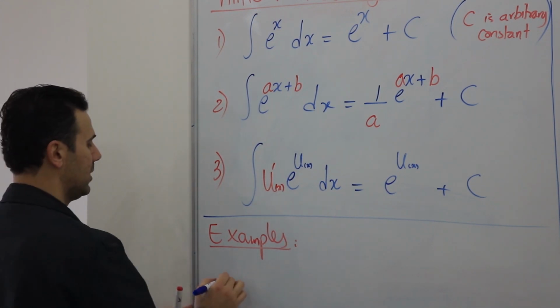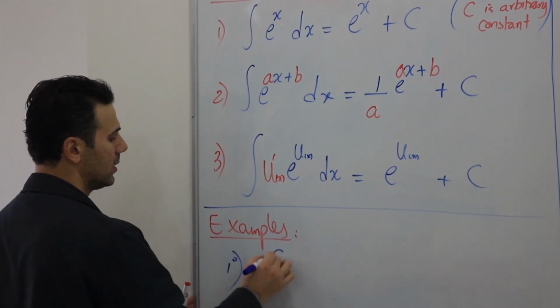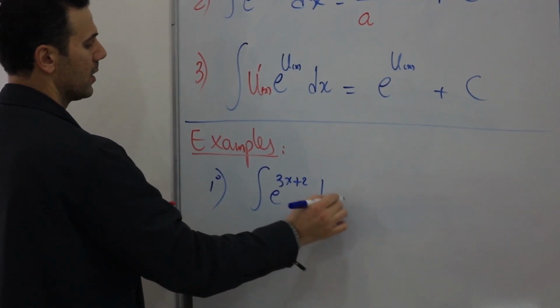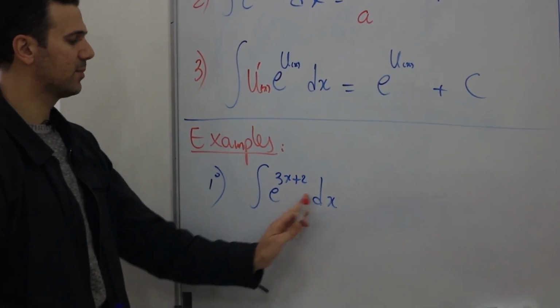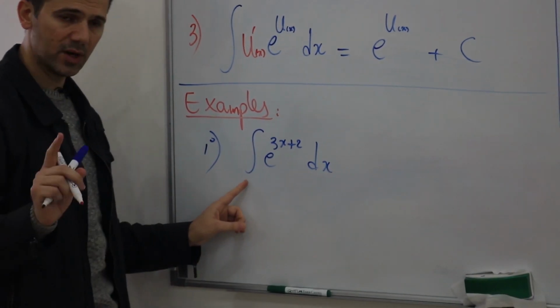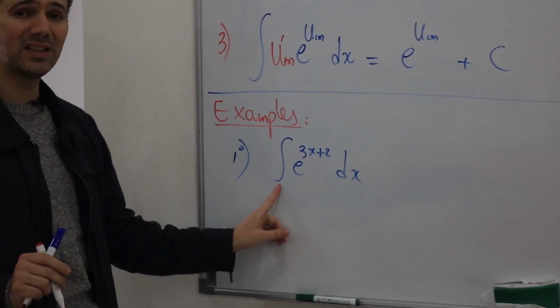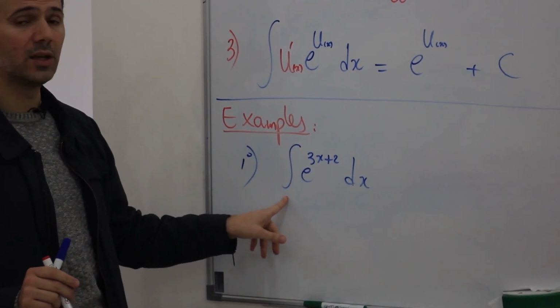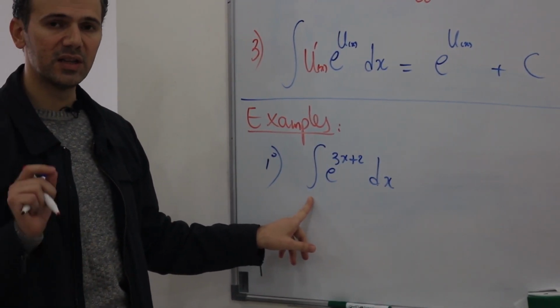If we have, let's say, example 1, where we are asked to calculate the antiderivative of e^(3x+2). Be aware about this, this is an indefinite integral. There is no boundary for x, so we are dealing with an antiderivative, not a definite integral.